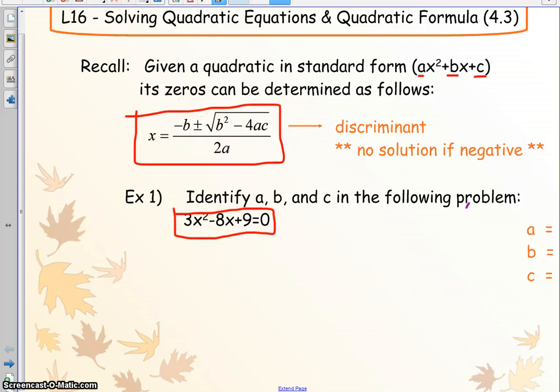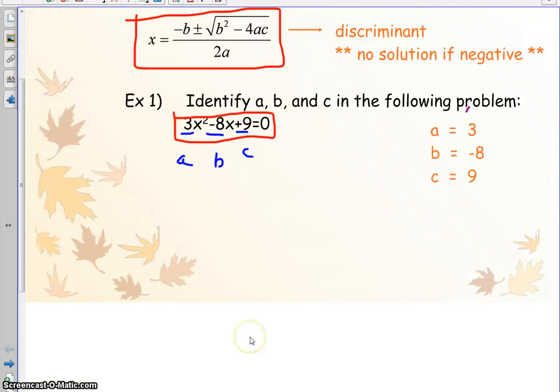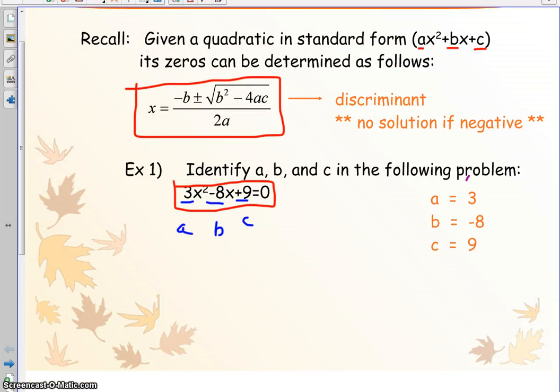So if we want to identify the a, b, and c values, once the entire equation is equal to 0, we can get our coefficients directly from the standard form. So over there, the 3 will be our a, negative 8 will be our b, and positive 9 will be our c. Okay, and then if we wanted to, we could use the equation to then solve for the zeros. In fact, let's go and do that. It doesn't ask to solve for the zeros, but let's go through it just so we can get an idea of how to use the formula.